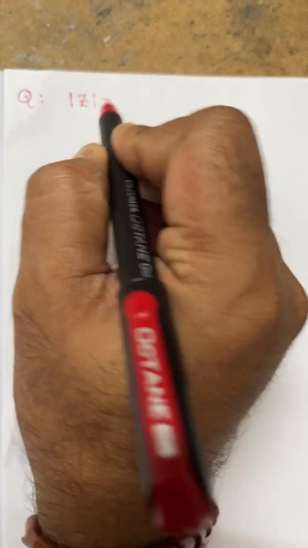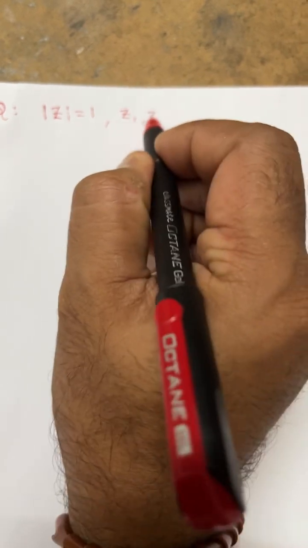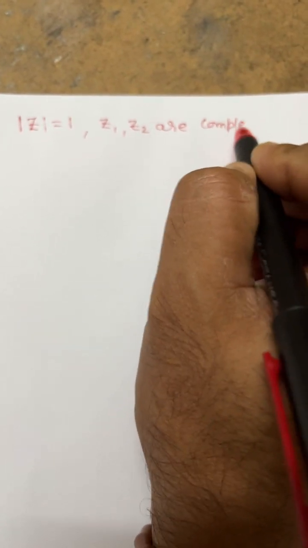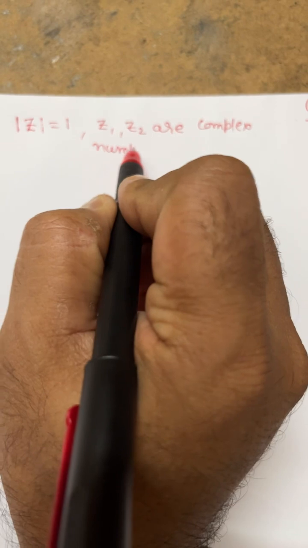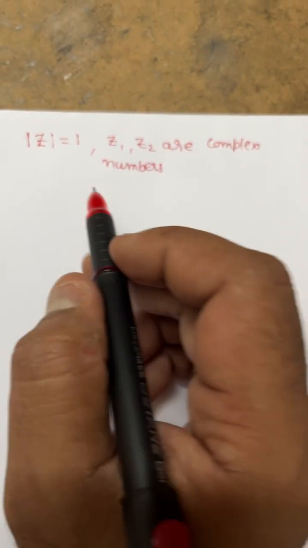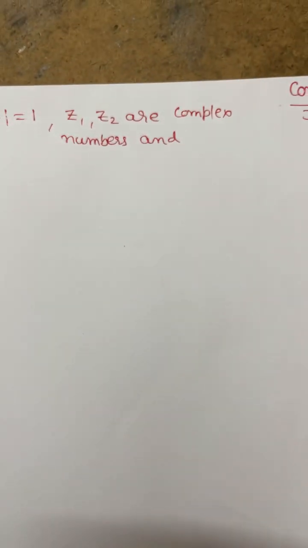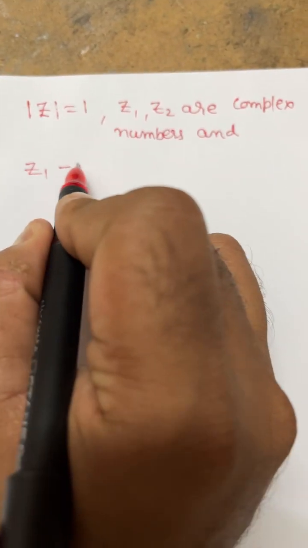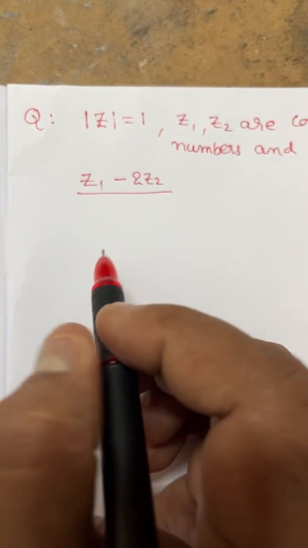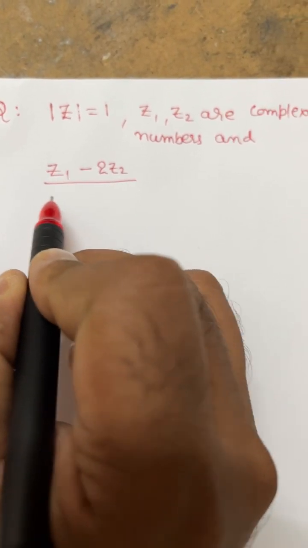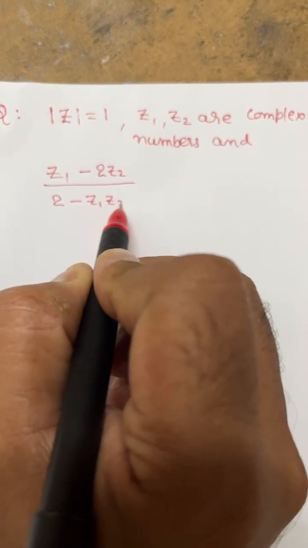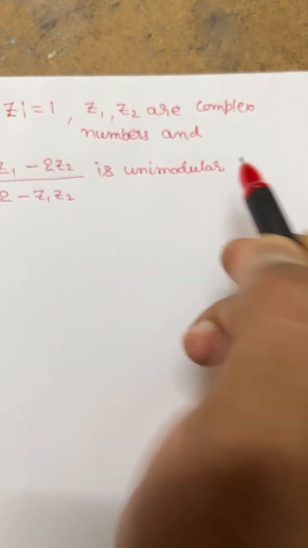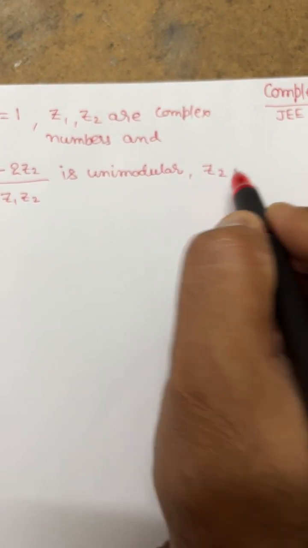mod z is equal to 1, z1, z2 are two complex numbers, and (z1 minus 2z2) divided by (2 minus z1 z2) is unimodular. z2 is not unimodular.